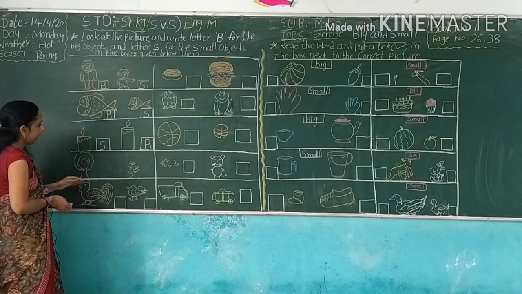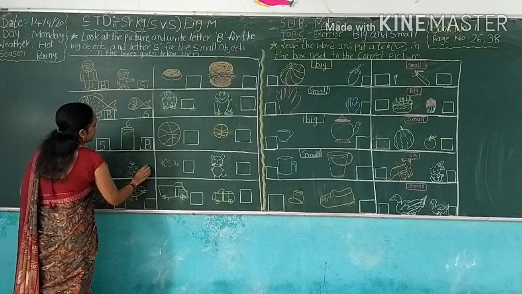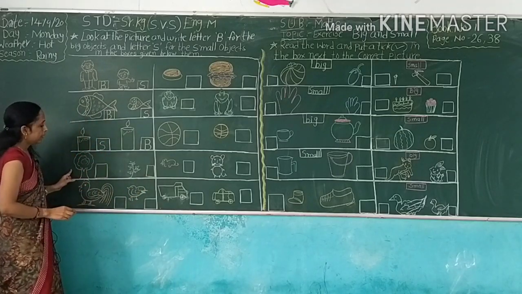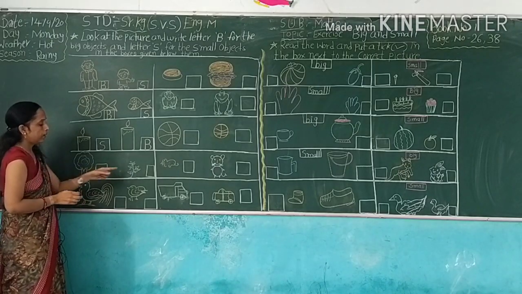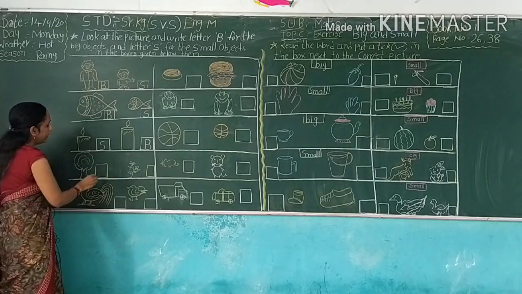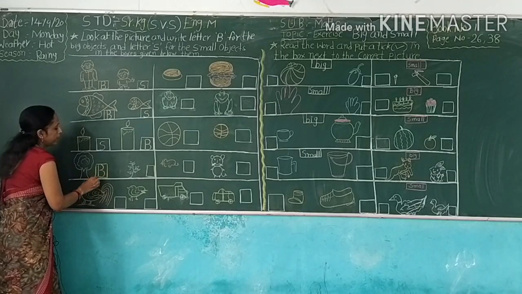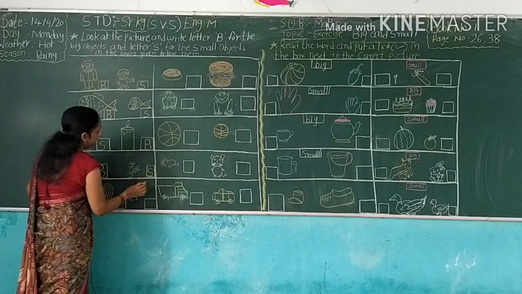Here I drew a tree and here a small object. This one is big and this one is small. One is big and other one is small. So here we write B. This object is big and this object is small. So here we write S.